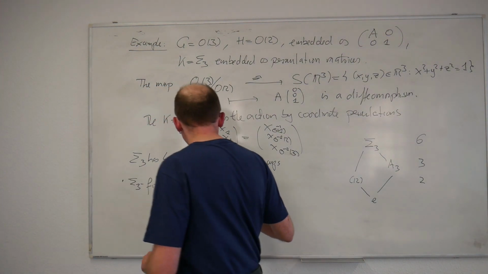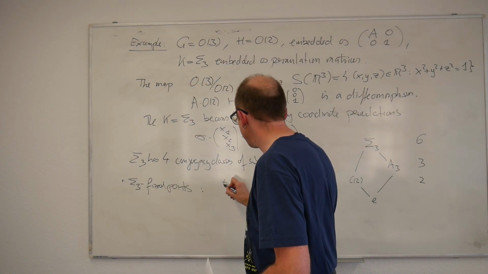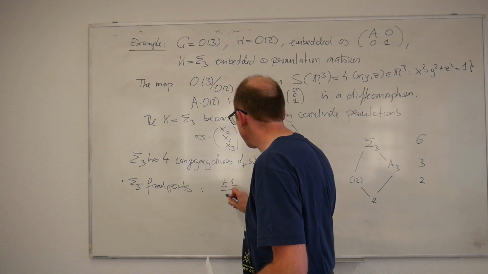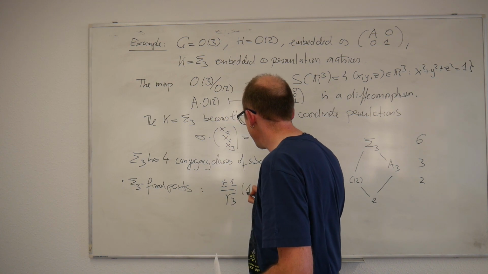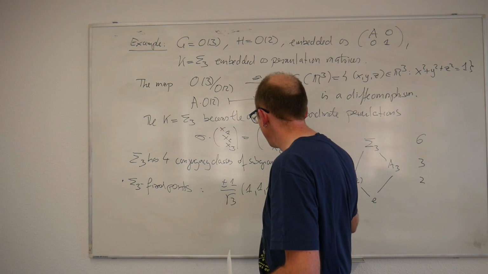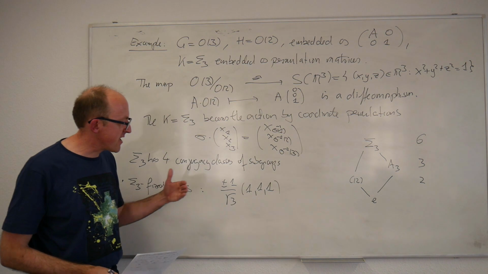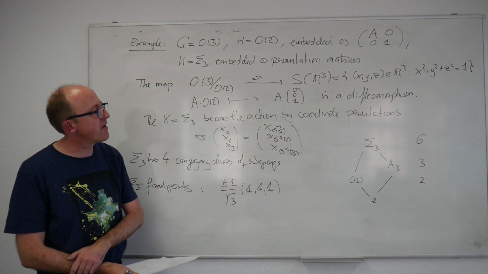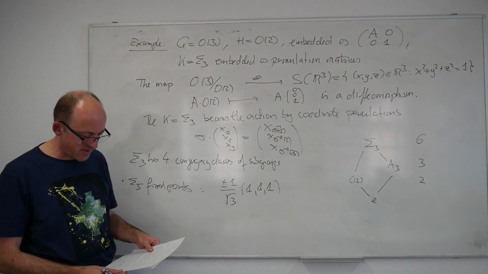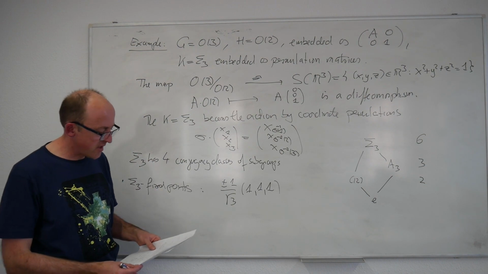Well, there are exactly 2 of them. So all of the coordinates have to be the same. So this is plus minus 1 over square root 3, 1, 1, 1. And you want to say it's 1, 1, 1 and minus 1, minus 1, minus 1, but they wouldn't have length 1, so we have to normalize this a little bit. So there are 2 fixed points.